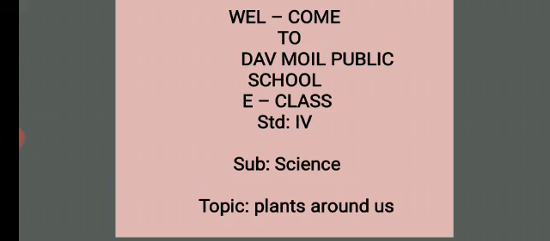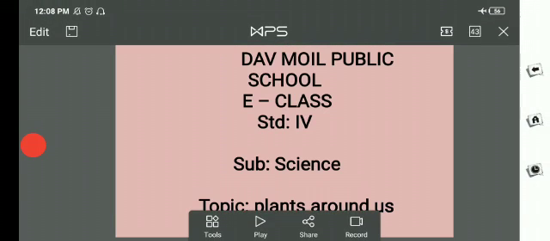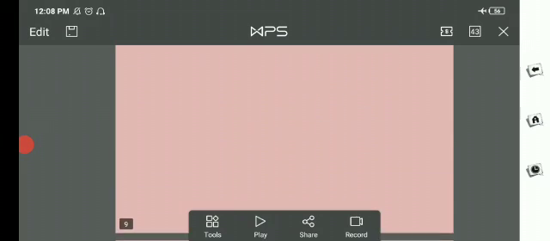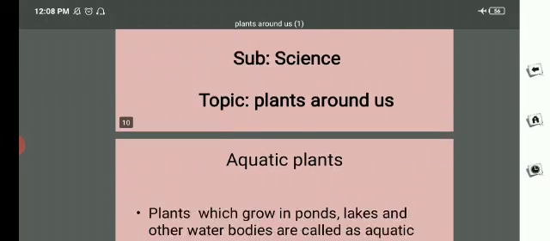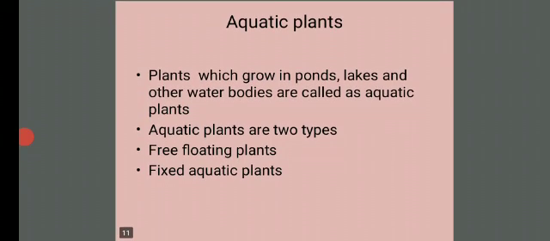Around Us. My dear students, this is the second section of this chapter. In the first section, we learned about terrestrial plants. In this session, we will learn about the plants which are found in the water. It means aquatic plants. The plants which grow in ponds, lakes and other water bodies are called aquatic plants.